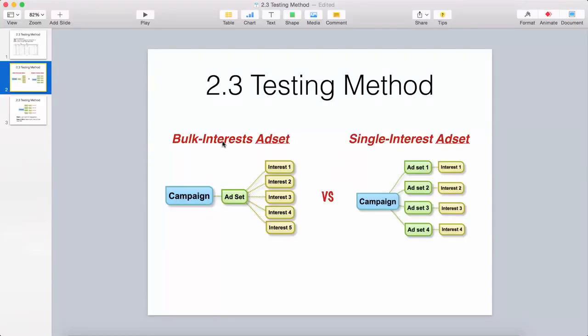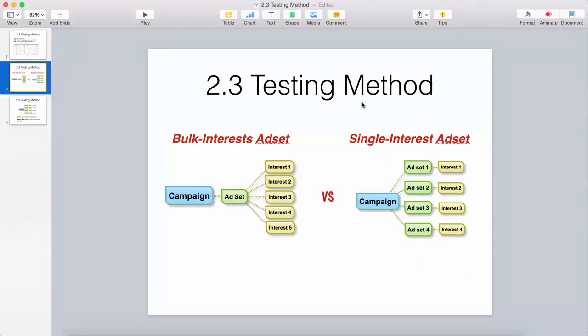Basically, there are two ways of doing testing. Most people will teach you a bulk interest ad set, where you put many interests into one ad set. What I prefer to use, and what I use most of the time, is I put one interest into one ad set. So for 4 interests, it will result in 4 ad sets. There are pros and cons regarding these two. It takes less time to run bulk interest. It will take more time to run single interest because you need to set it up one by one.